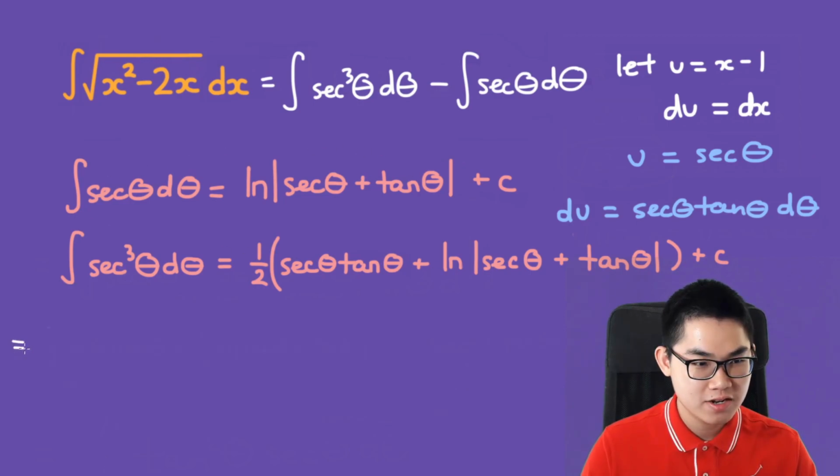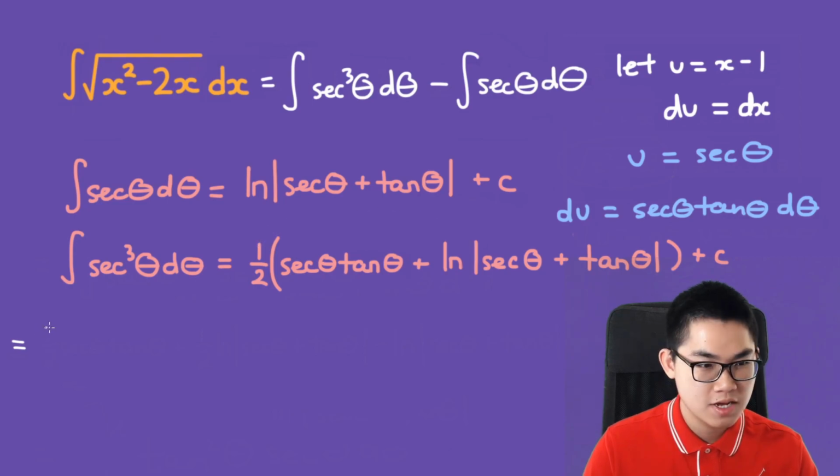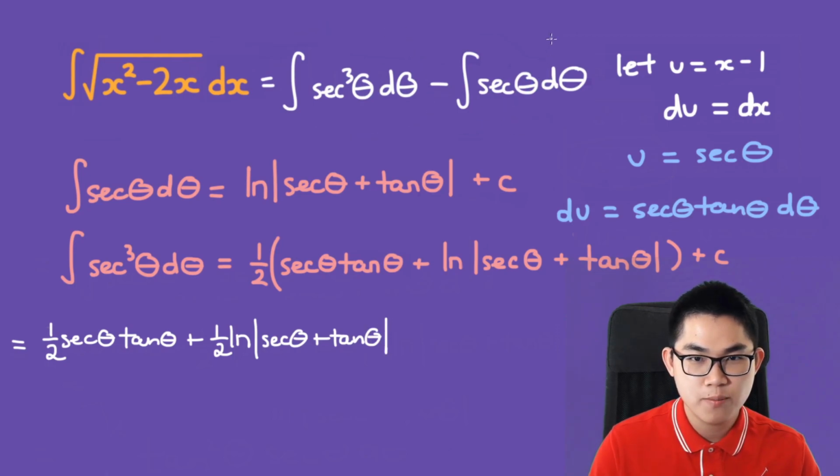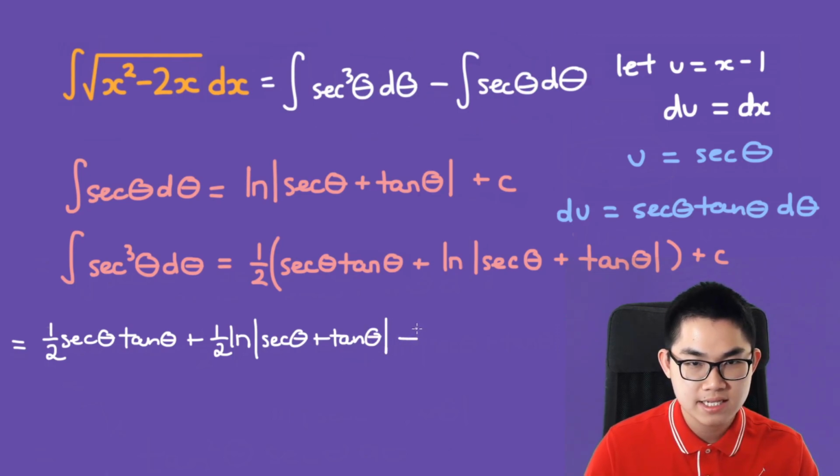So continuing on, the integral of secant to the power of 3, that's this part here. And we're just going to multiply 1 over 2 with these terms. So we have 1 over 2 times secant times tan plus 1 over 2 times the ln of the absolute value of secant plus tan. We finished this part. Now we have to minus this part. So minus the antiderivative of secant, which is the ln of the absolute value of secant plus tan.